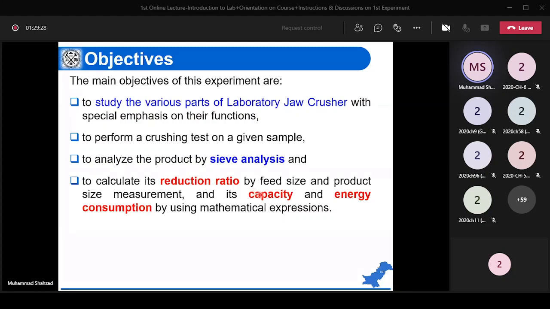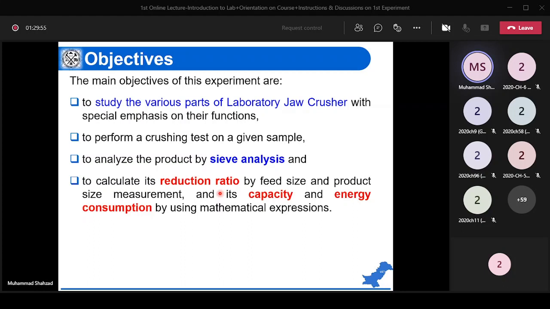A single component cannot define the whole performance of the machine. We need all these three values simultaneously, under the same conditions, to measure the performance of the crushing machine. That's why we are going to do it. We are going to measure the reduction ratio, capacity, and energy consumption.